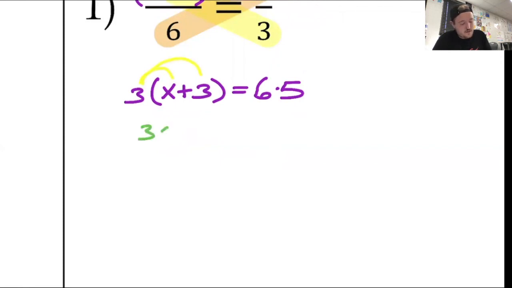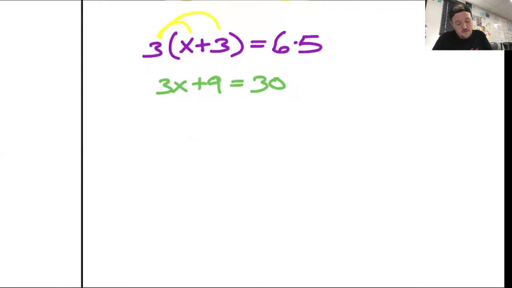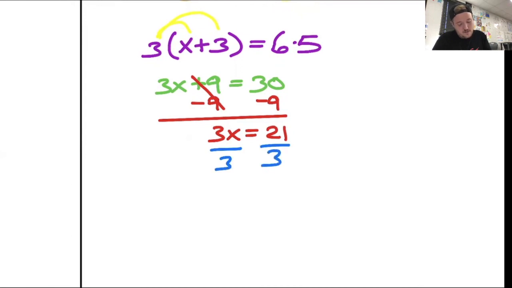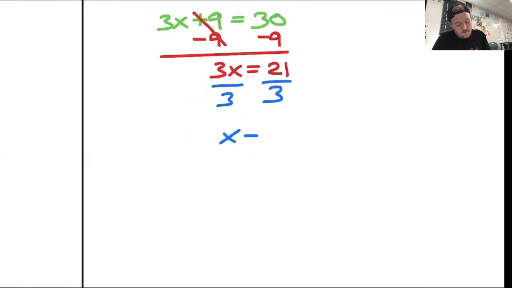So 3 times x gives you 3x. 3 times 3 gives you 9. And then 6 times 5 gives you 30. So now it's just like the equations that we solved earlier. I'm going to subtract 9. So I have 3x equals 21. The 9's zero out. Now that's not a 3. I'm going to divide by 3. So x equals 7.